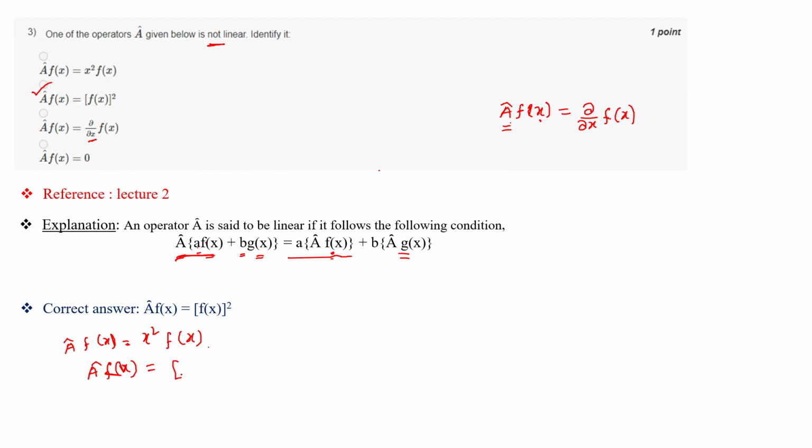A of f(x) is 0. Anybody? It is not giving the function back. So how is it linear? Why am I not saying that it is not linear? Anybody? Try it.